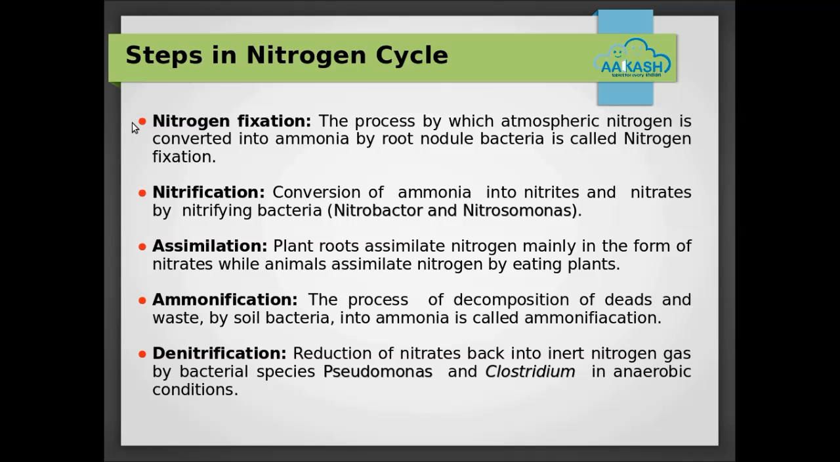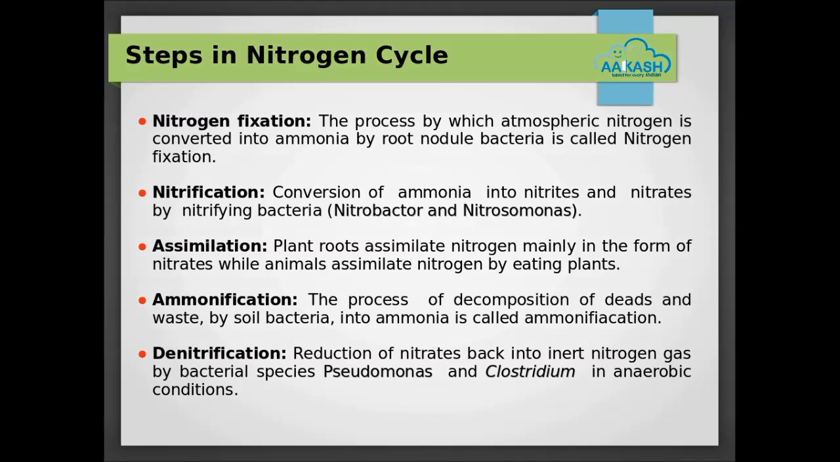Second, nitrification. Here, ammonia is converted into nitrites and nitrates by nitrifying bacteria Nitrosomonas and Nitrobacter. Third, assimilation. Plants take fixed nitrogen from soil either in the form of nitrate ions or ammonium ions. Most nitrogen obtained by animals can be traced back to the eating of plants at some stage of the food chain.